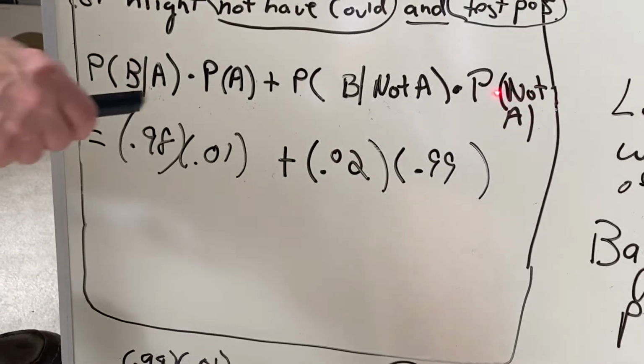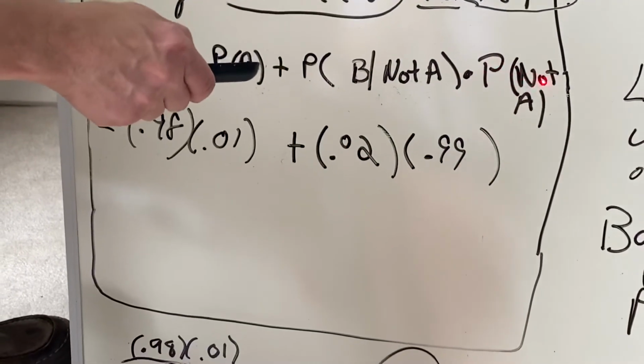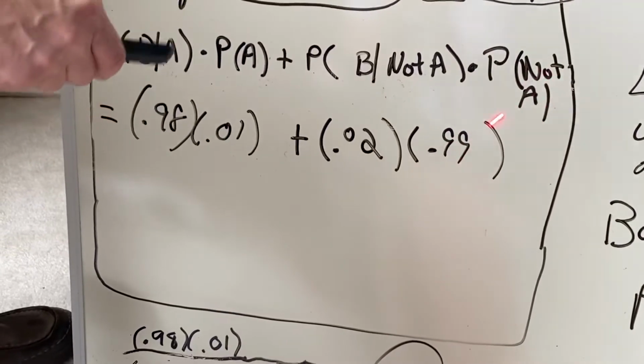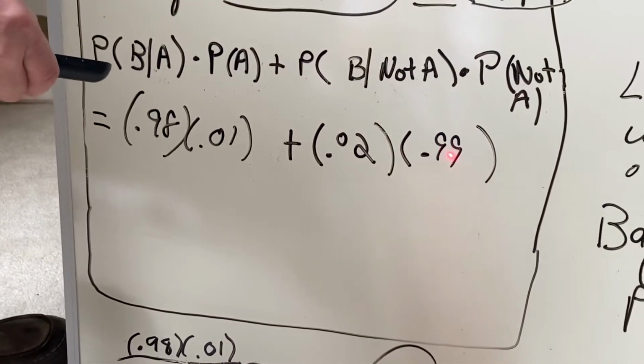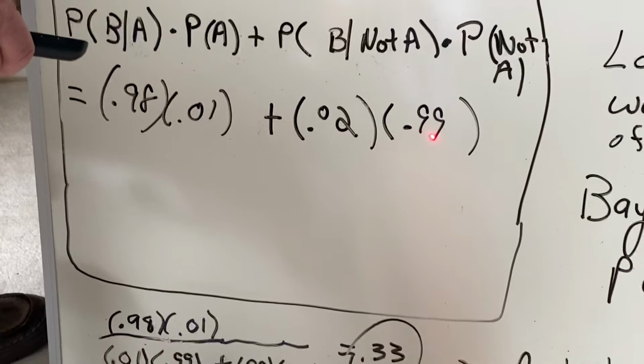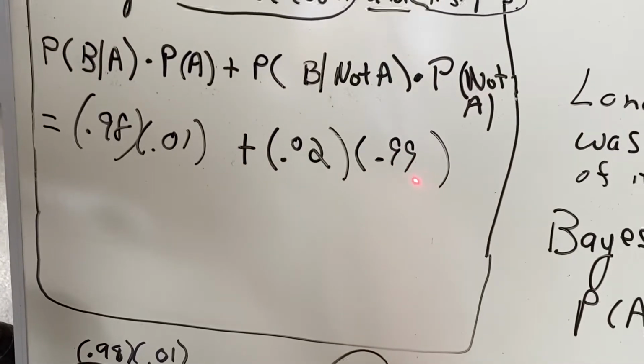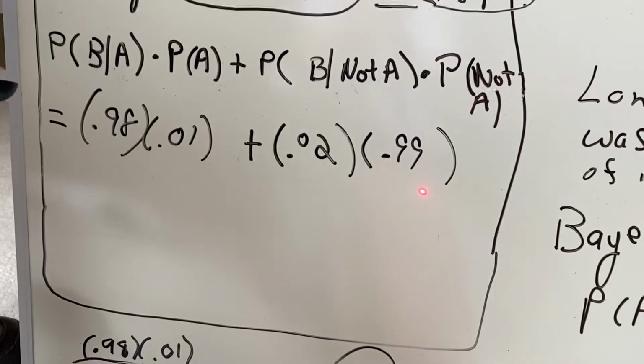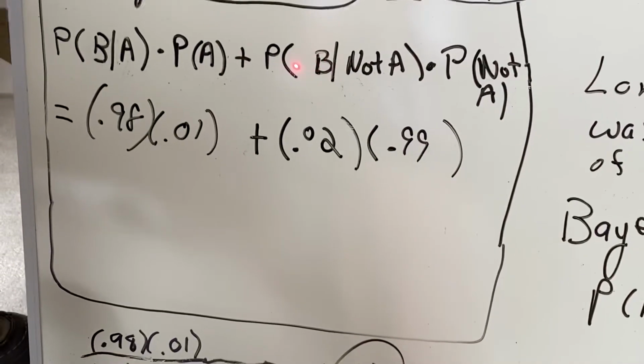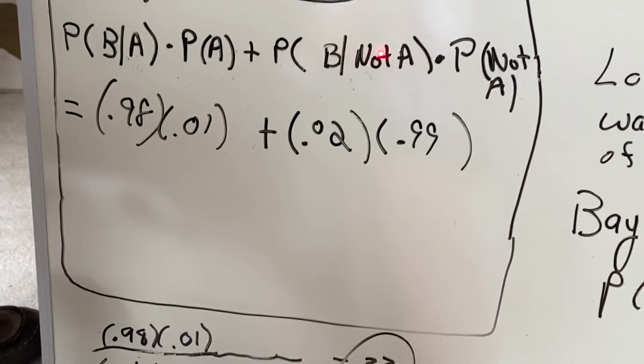In fact, let's start with this part, the probability of not A. That's actually pretty easy. Well, if the probability of A is 0.01, then the probability of not A is 1 minus 0.01, which is 0.99. That's this part.